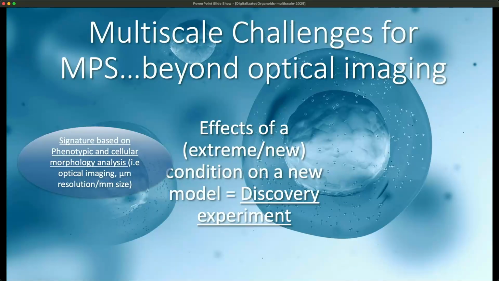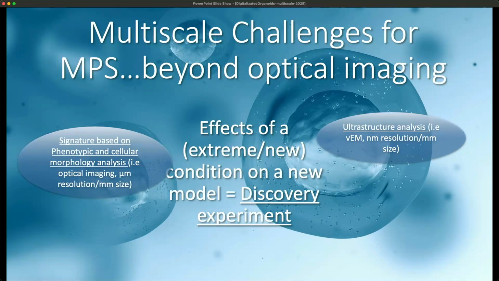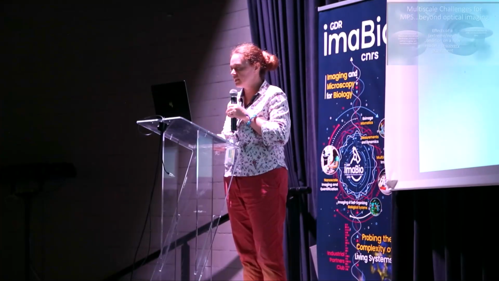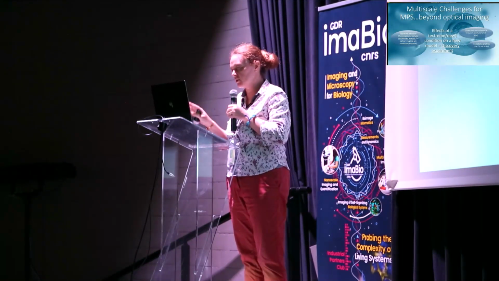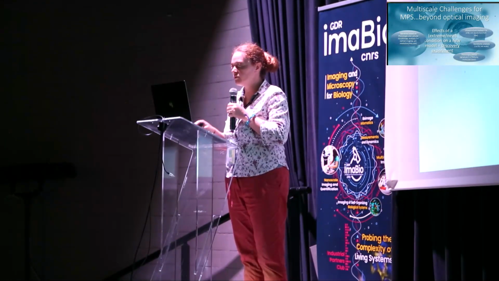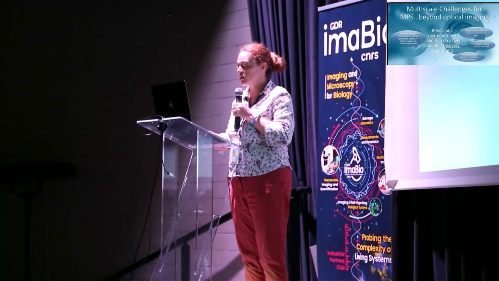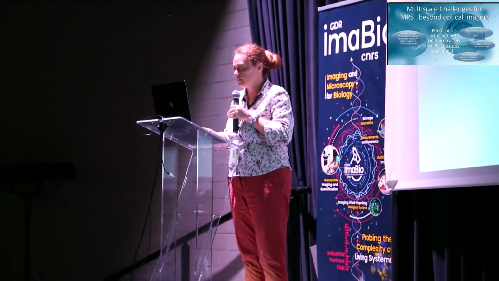Great. So here I'm going to show you how we extracted the signature based on phenotypic and cellular morphology. This is based on optical imaging, but also on something we have done using volume electron microscopy, so the ultrastructure analysis, and also the secretome analysis, but very rapidly on that. And finally, also the RNA-seq and molecular level. And everything is interesting, from my point of view.